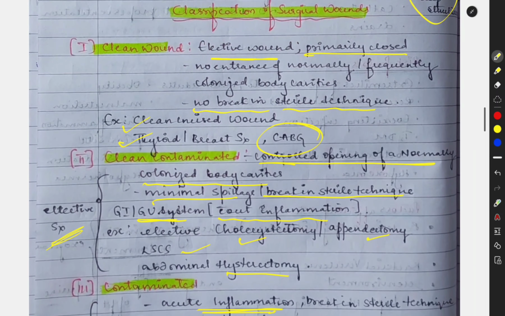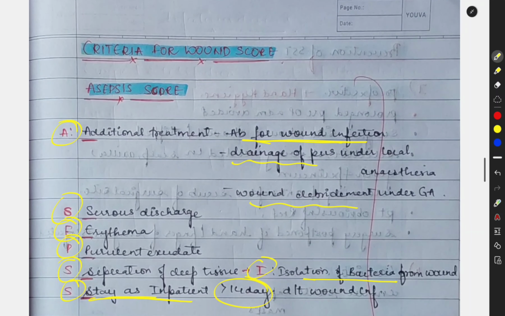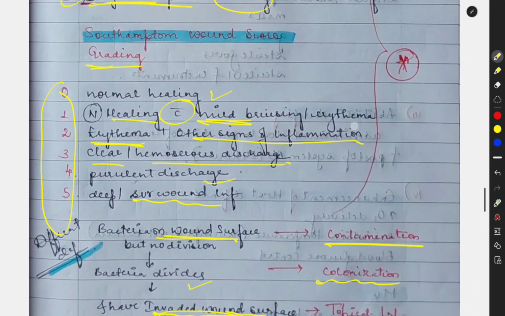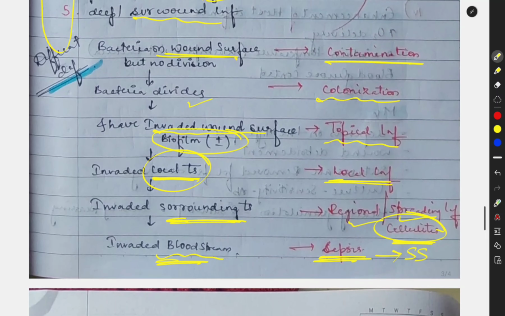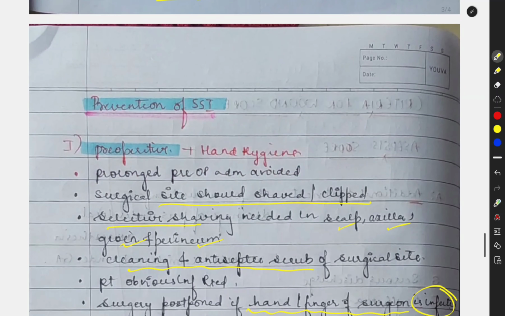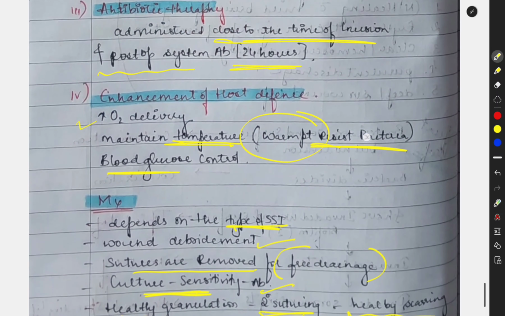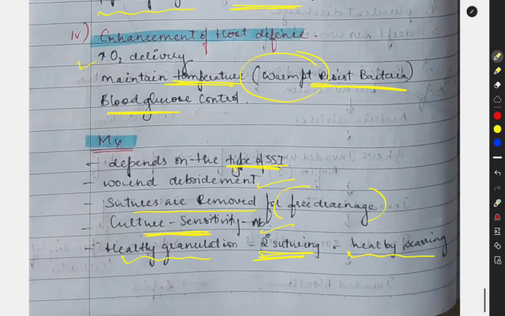Then the classification of surgical wounds into clean wounds, clean contaminated and dirty wounds. The criteria for SSIs, that is the wound score, which involves the ASEPSIS score and the grading by Southampton's wound score. Then we saw certain definitions for SSIs. Then the prevention of SSI, which involves preoperative care, care in the OT, antibiotic therapy, enhancement of the host defense, and then at last the management of SSI. This is all about surgical site infection.